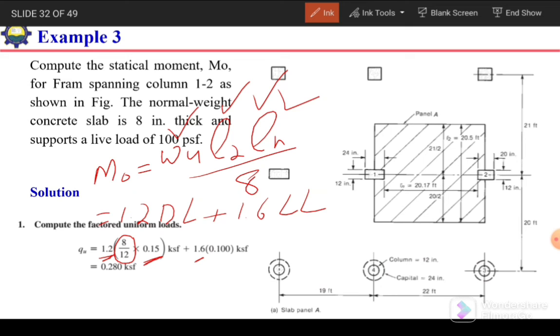Similarly, 1.6 is the factor for the live load, which is given as 100 pounds per square feet, and if we convert this pound into kip, we need to divide it by 1000. So 0.1 kip per square feet. In this way we can calculate this Qu.